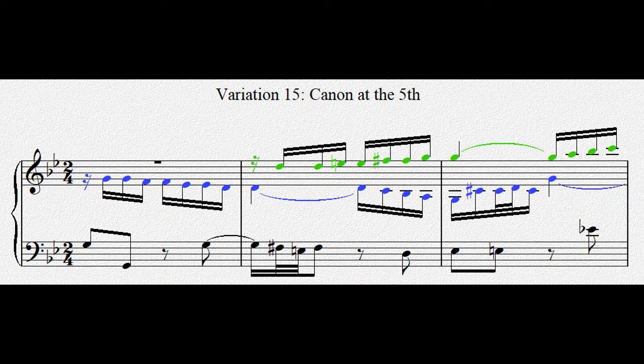But in this case, the follower is a mirror image of the leader. Whenever the blue tune goes down, the green tune goes up by the same distance, and vice versa. Here's the follower on its own. And when we put them together, it sounds like this.